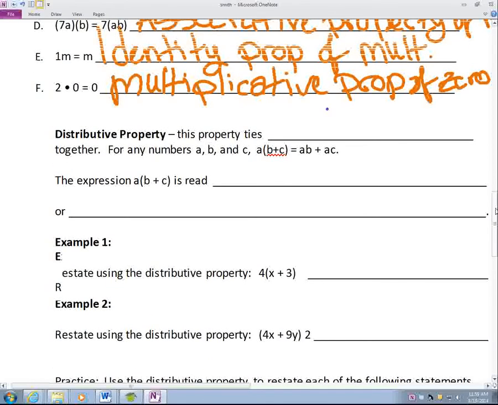All right, so F, 2 times 0, is the multiplicative property of 0, because if you look above it in the section, it says a product of a factor and 0 is 0. Cool.